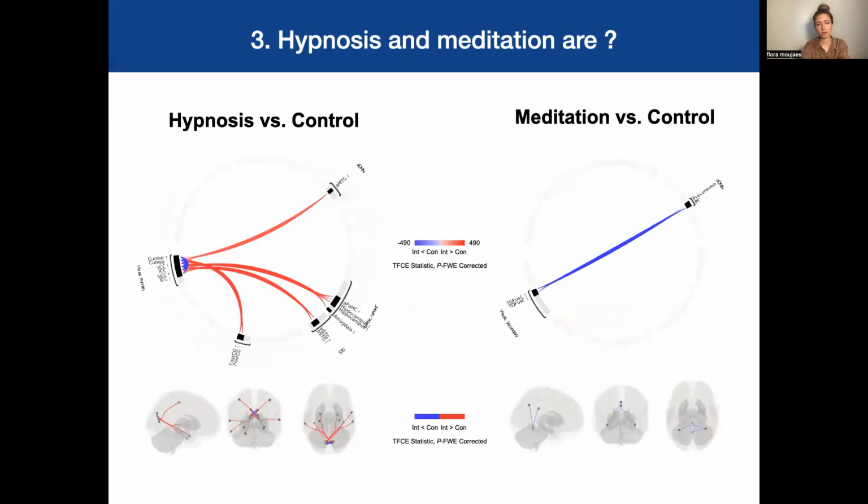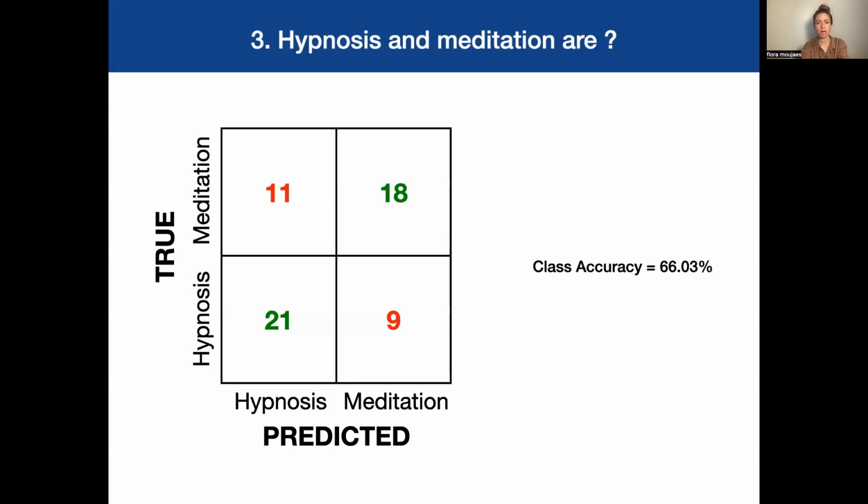Furthermore, if we look at hypnosis versus its control and compare that to meditation versus its control, we see no overlap in their connectivity in terms of the connections that were significant. When we ran the machine learning analysis, so again, we ran a binary support vector machine, we were able to successfully distinguish between hypnosis and meditation with a classification accuracy of 66%, again, indicating that they're distinct.